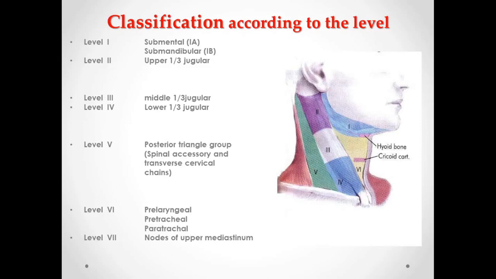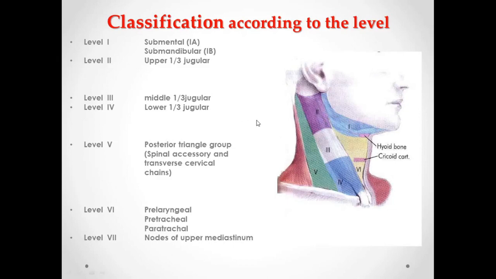So it can be divided into 7 levels. Level 1, which are submental and submandibular, just submental and submandibular. This is just level 1. Level 2, upper third jugular.